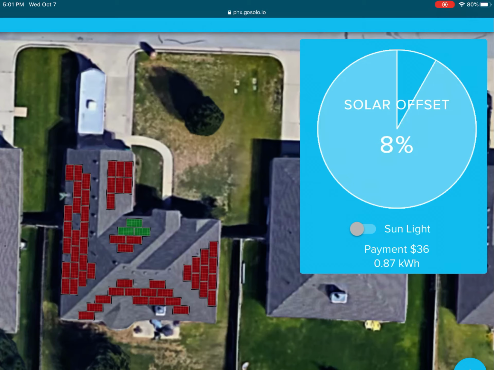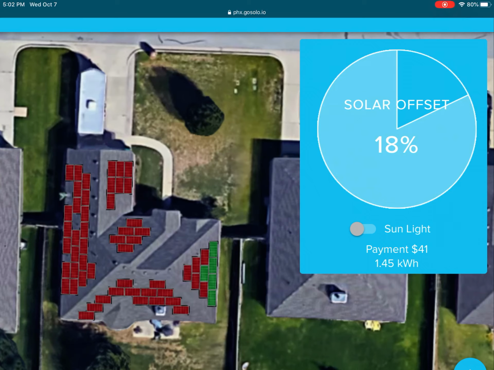So now we're going to be comparing west to east. We're going to be placing these same panels on the west side of a roof, and notice the offset, 19% offset. We're going to be taking these panels and placing them on the east side of the roof, and now notice the offset, 18% offset.